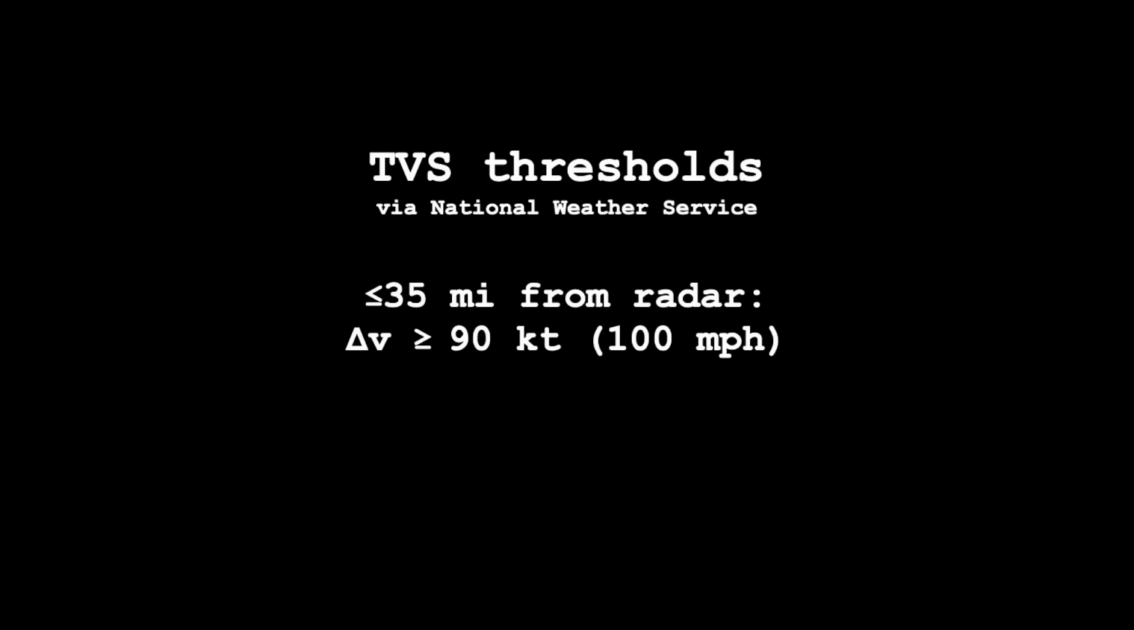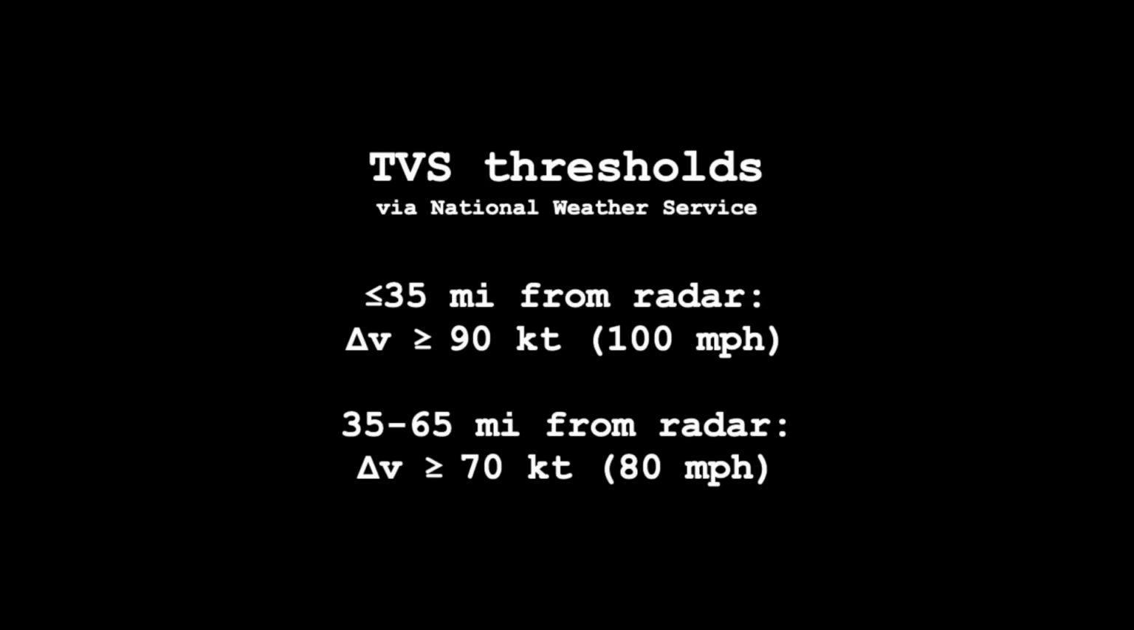National Weather Service radar algorithms identify a TVS as a rotational couplet that has a delta V greater than or equal to 90 knots, or about 100 miles per hour, at a range of less than 35 miles from the radar site, or greater than or equal to 70 knots, or about 80 miles per hour, at a range of between 35 and 65 miles from the radar site.